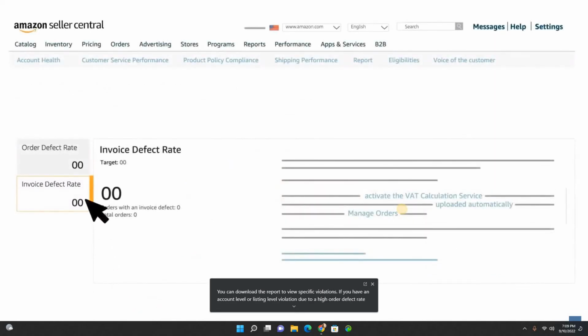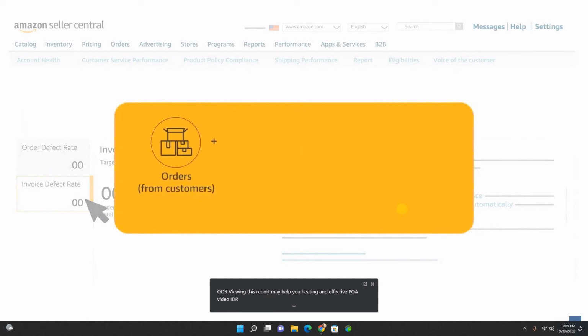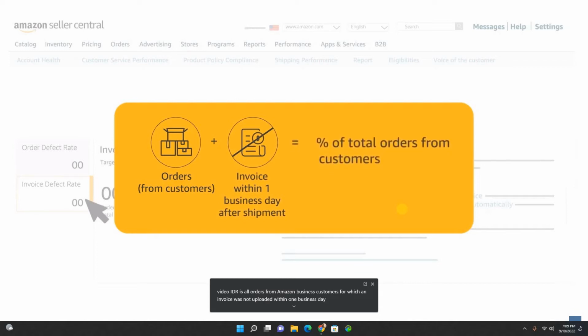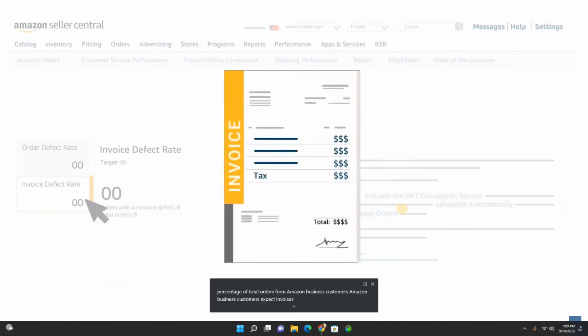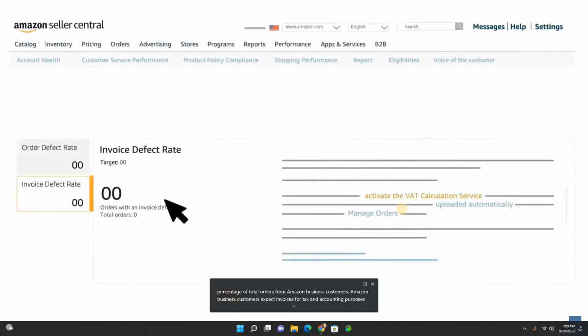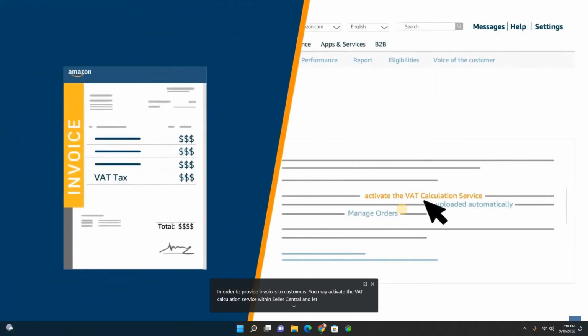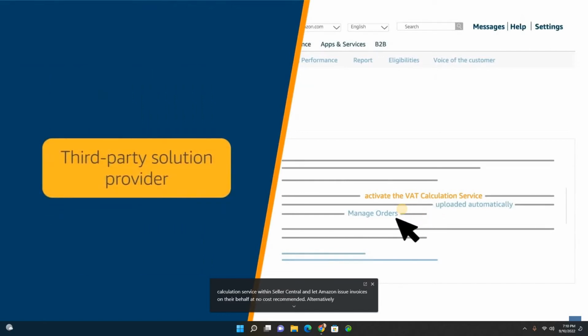The invoice defect rate, IDR, is all orders from Amazon business customers for which an invoice was not uploaded within 1 business day after shipment as a percentage of total orders from Amazon business customers. Amazon business customers expect invoices for tax and accounting purposes. In order to provide invoices to customers, you may activate the VAT calculation service within Seller Central and let Amazon issue invoices on their behalf at no cost. Recommended. Alternatively, invoices can be uploaded automatically via a third-party solution provider or manually via the Manage Orders page.